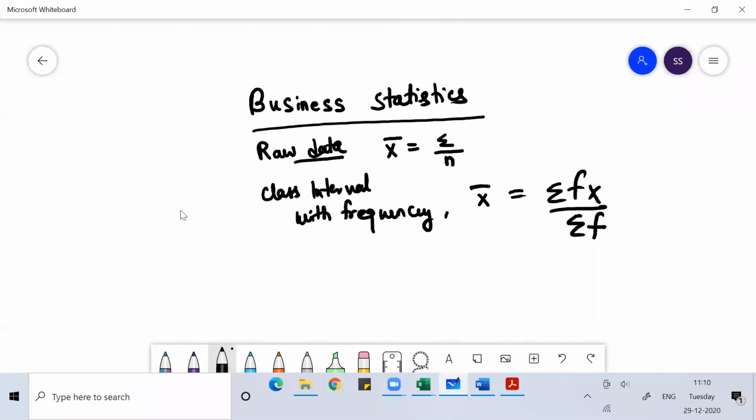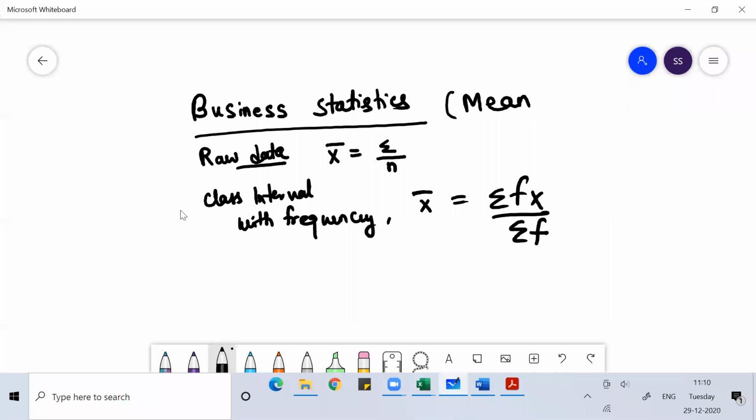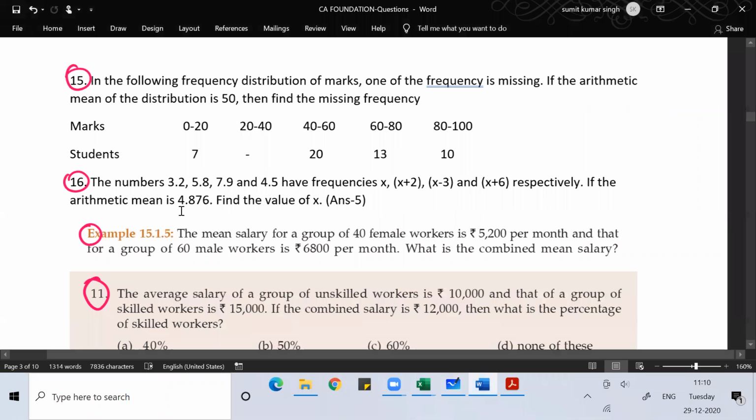In business statistics, whenever we are talking about mean, what I'm talking about is basically arithmetic mean. Mean can be arithmetic mean, geometric mean, or harmonic mean. Right now I'm talking about arithmetic mean. This is the formula for that. Okay, so let's do a couple of questions where possibly you can have a doubt.